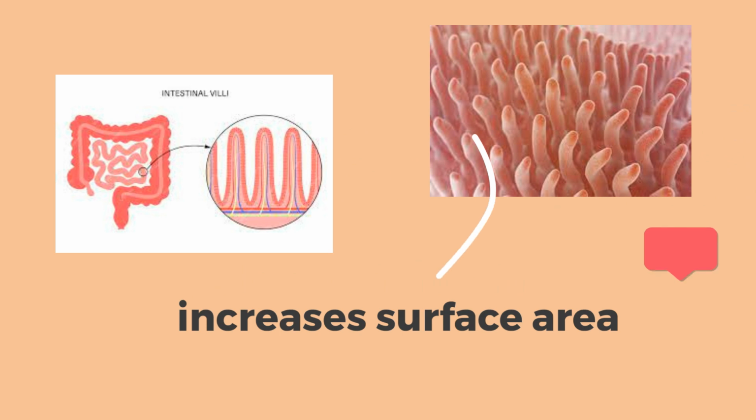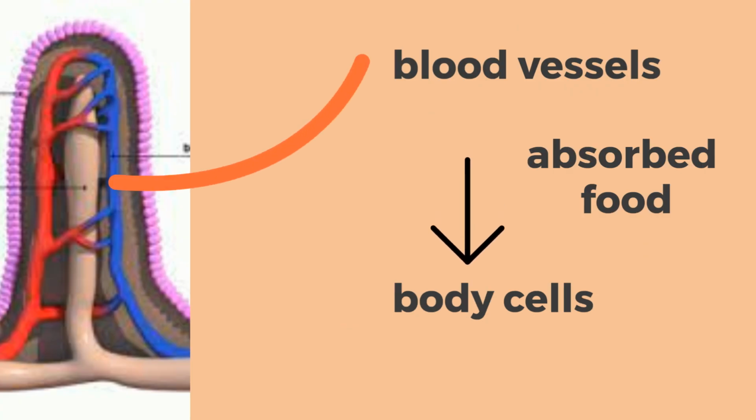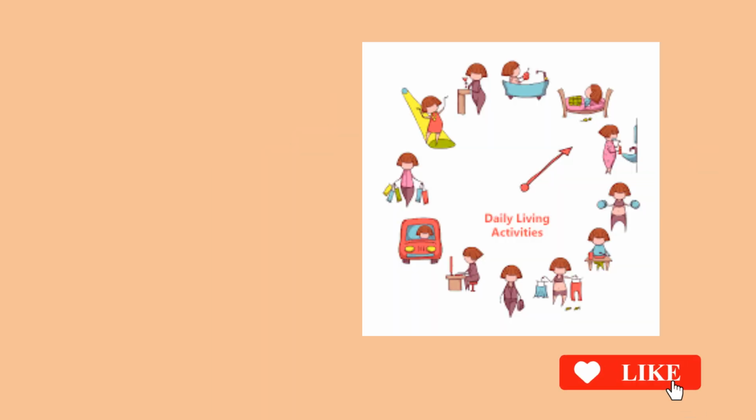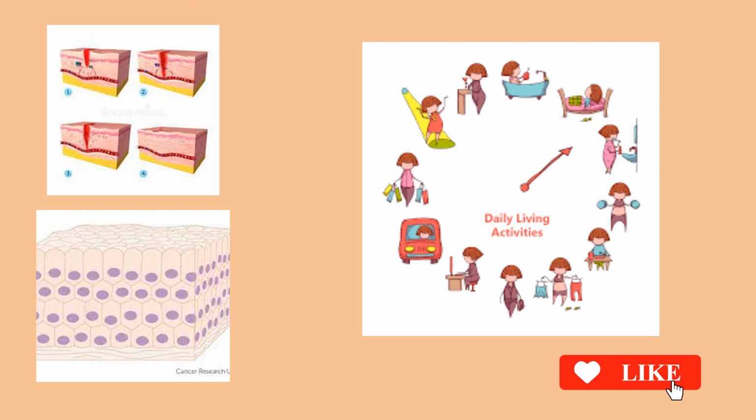The intestinal inner lining has numerous finger-like projections called villi. Villi increase the surface area for absorption. The villi are richly supplied with blood vessels, which take the absorbed food to each and every cell of the body. The absorbed food is utilized for obtaining energy, building up new tissues, and the repair of old tissues.